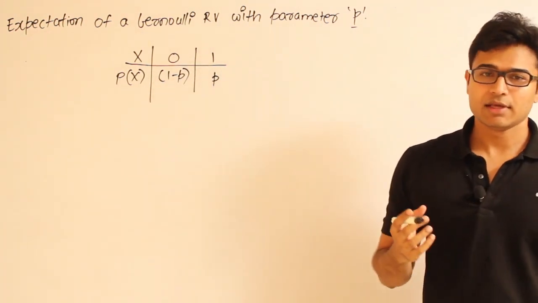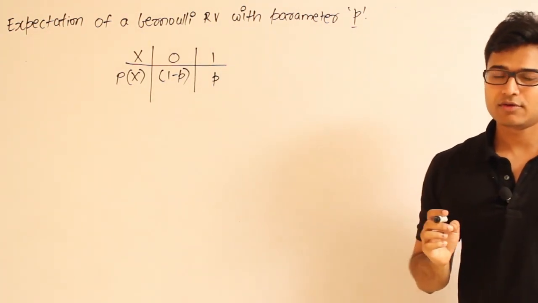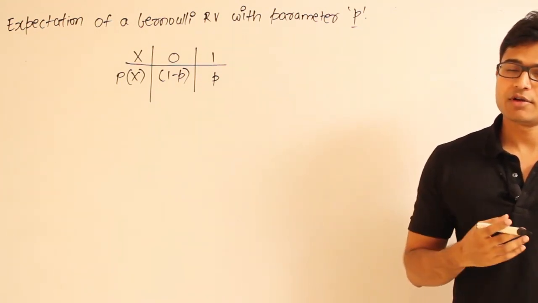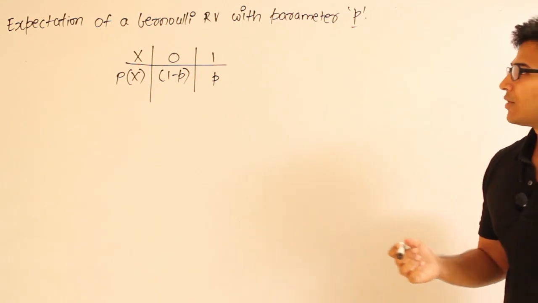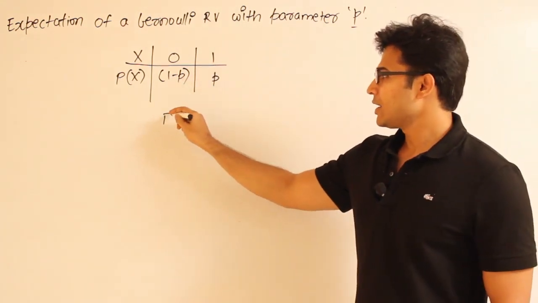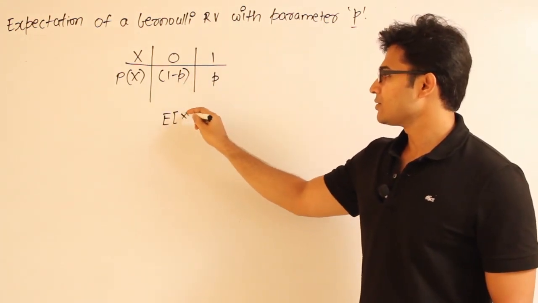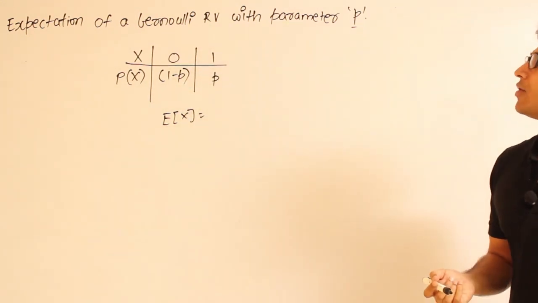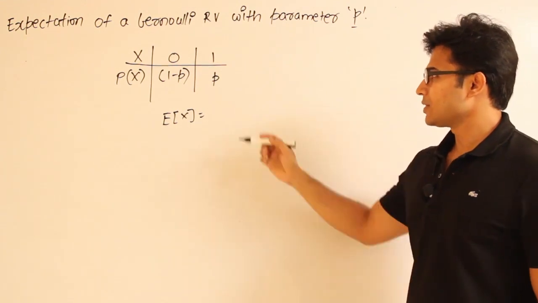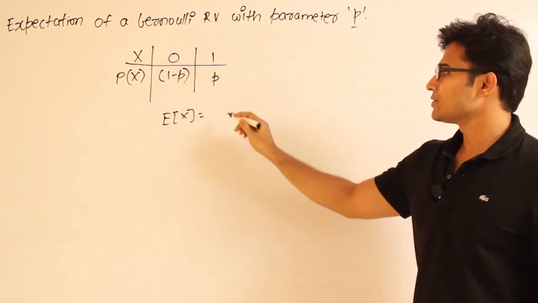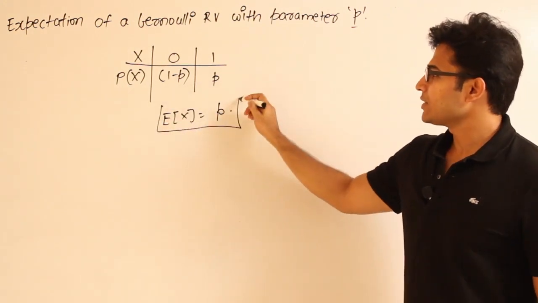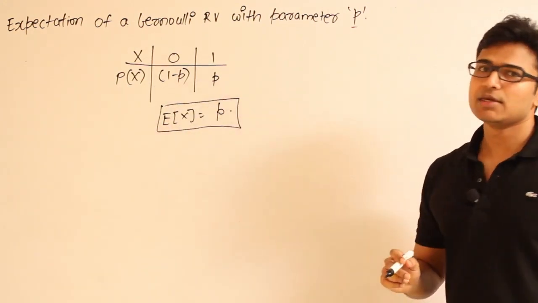And it is the same thing in every case. Whenever you are talking about the discrete case, you have to multiply the corresponding values and sum them up. So in order to find the expectation of x, you multiply them and sum them up: 0 into this and 1 into this, which is nothing but p. Now what does it mean? Expectation of x is equal to p, right?